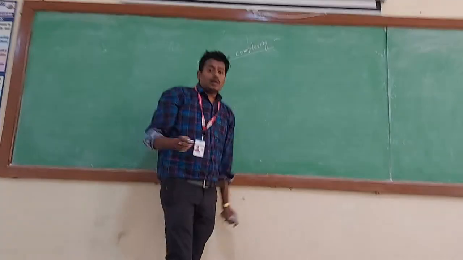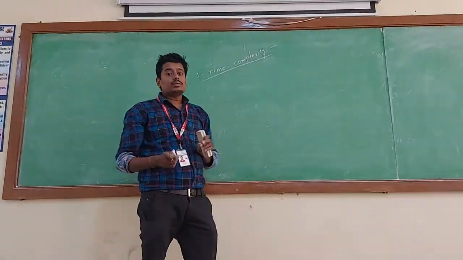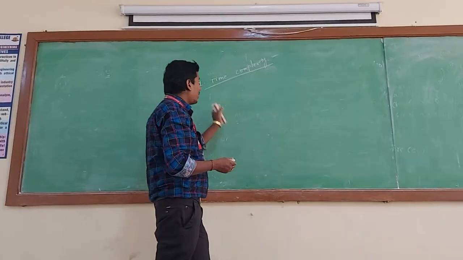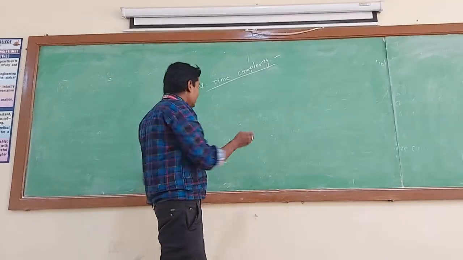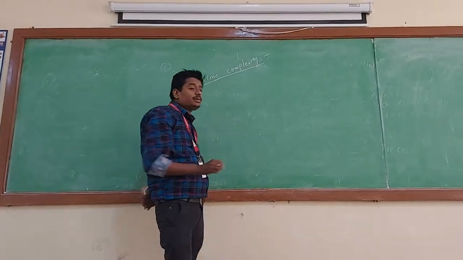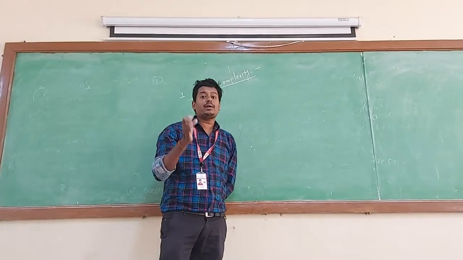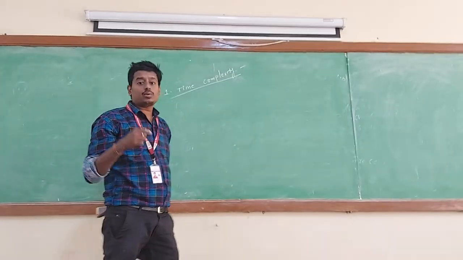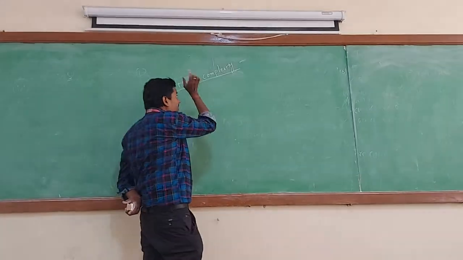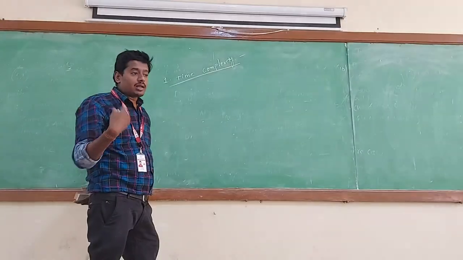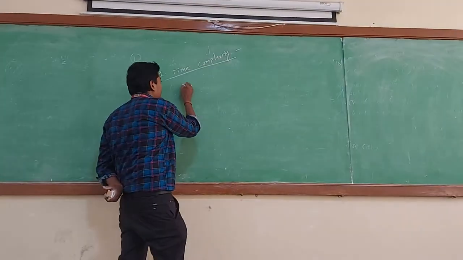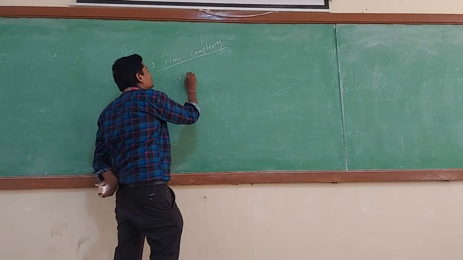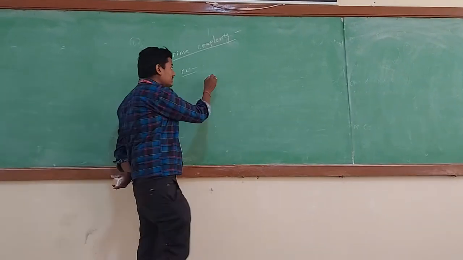So now we have to find out the time complexity of an array. So how can we find out the time complexity? Time complexity means, as we already discussed, the time it takes to run or execute any program. For this, how do we find the time complexity? Let us take an example here.